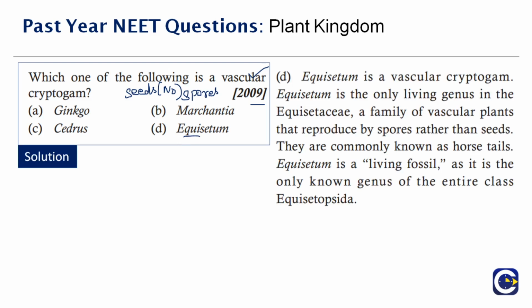Equisetum is a vascular cryptogam, and this is the only living genus in the Equisetaceae family with a vascular system, and it reproduces by spores rather than seeds. They are commonly known as horsetails, and this Equisetum serves as a living fossil.